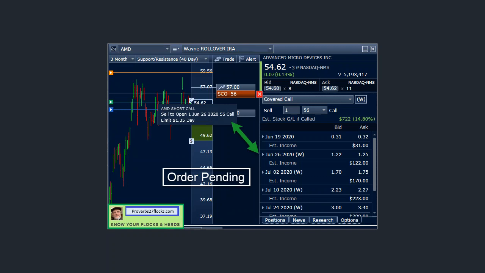And then I submitted the covered call, and it's entered in there, and it shows that I was willing to sell to open an expiring call for June 26th for $56 for $1.35 per share. But the bid price, in other words, what somebody's willing to pay for this covered call, was only $1.22. And others were willing to sell for $1.25. And as it turns out, my price was probably too high for this particular transaction.